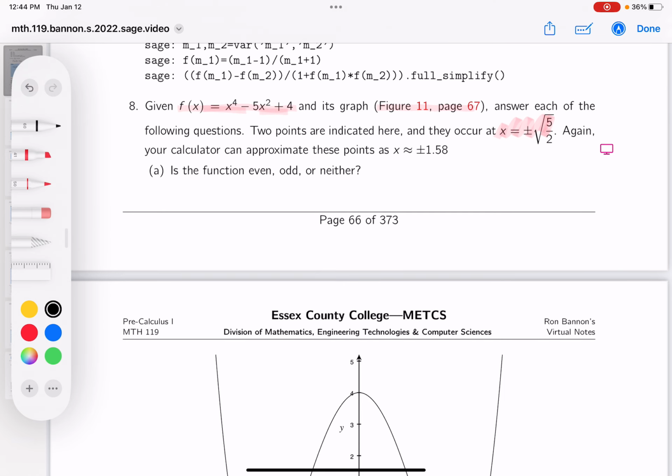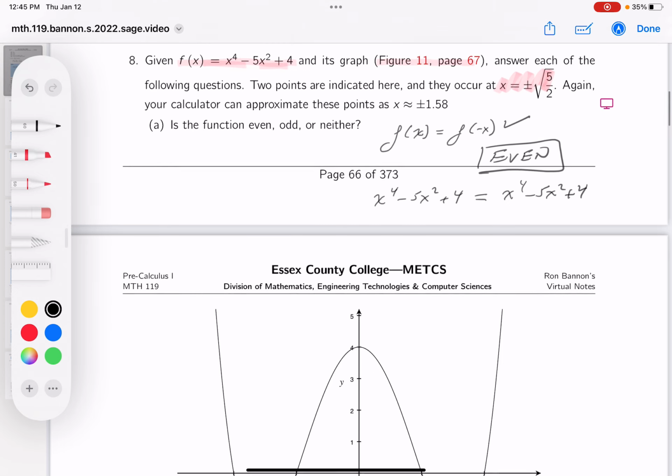Well, looking at it, I'm going to say it's even, but before I answer the question, I want to write down what even means for me. Even means that f of x would be identical to f of minus x. And let's see if that's true. Well, f of x is x^4 minus 5x squared plus 4. And if you put in minus x, what do you get? x^4 minus 5x squared plus 4. It's definitely even. So I'll put this down for this question and say it's even. All right, that was pretty easy.